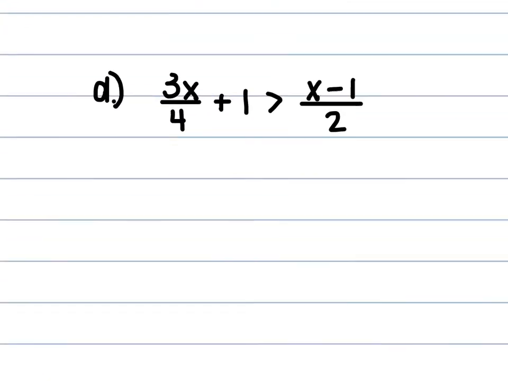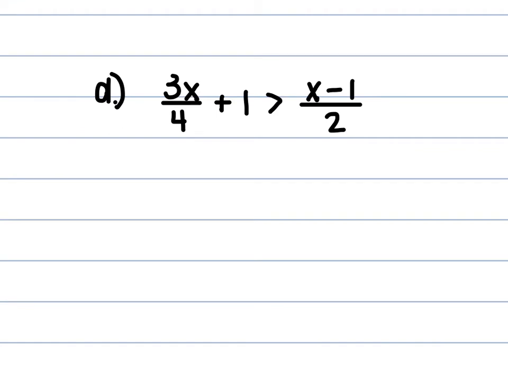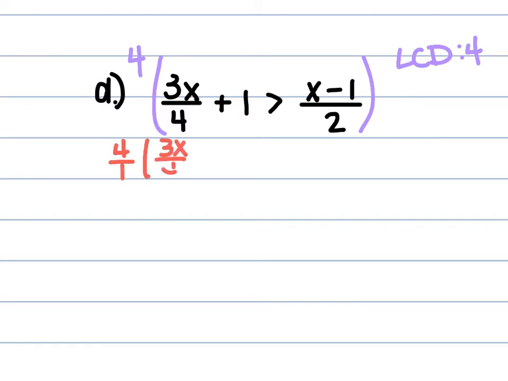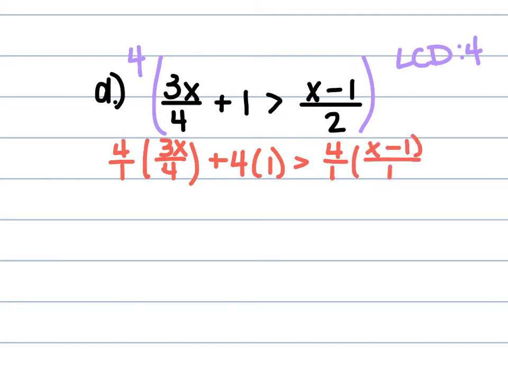For D, we have 3x over 4 plus 1 is greater than x minus 1 over 2. So our least common denominator here is 4. We are going to have 4 over 1 times 3x over 4 plus 4 times 1 is greater than 4 over 1 times x minus 1 over 2.